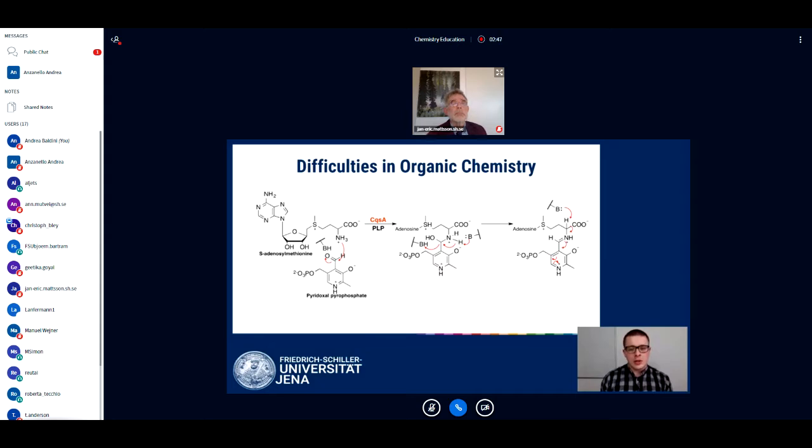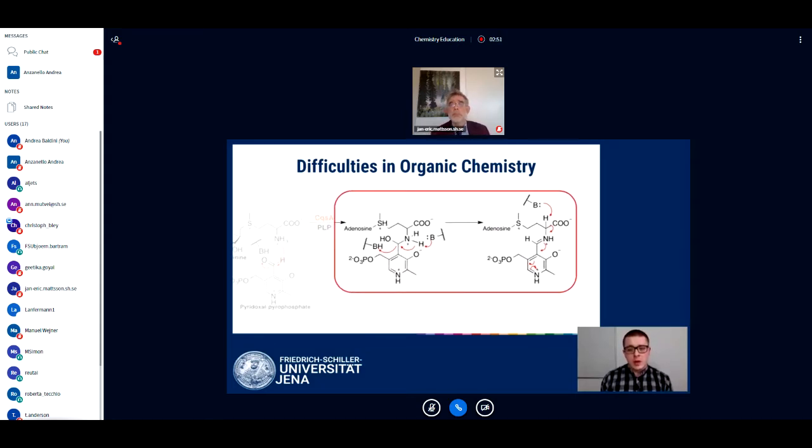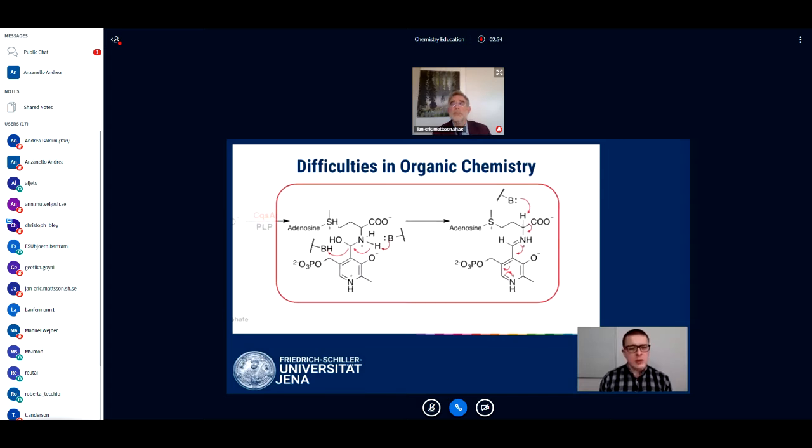Another quite challenging aspect of organic chemistry is dynamics. So in order to comprehend the movement of certain atoms or electrons from one reaction step to another, students have to perform so-called mental operations, such as mental rotation, for example. And these are said to be quite demanding, and so they can easily exceed the cognitive capacities of students.